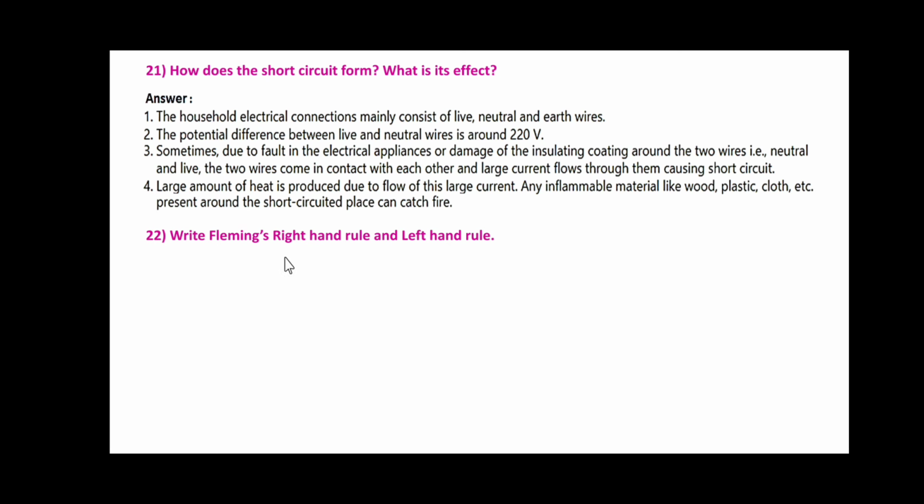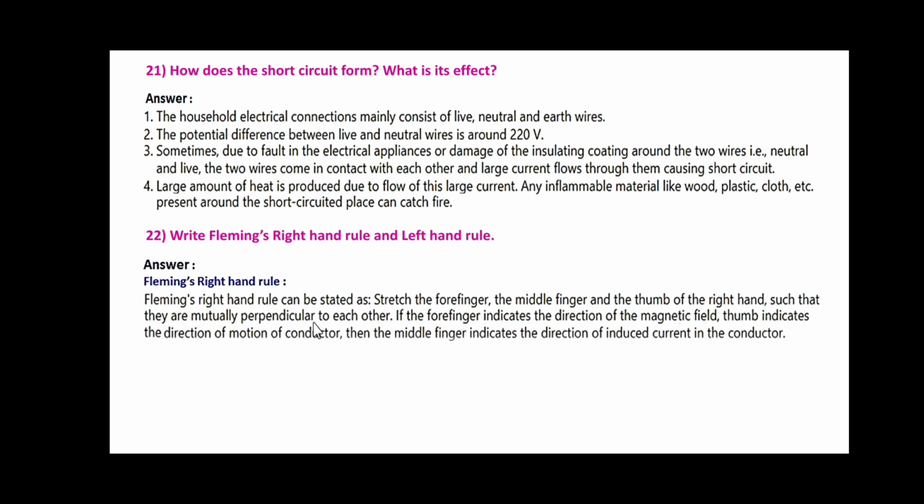Write the Fleming's right hand rule and left hand rule. Number 1. Fleming's right hand rule can be stated as: stretch the forefinger, the middle finger and the thumb of the right hand such that they are mutually perpendicular to each other. If the forefinger indicates the direction of the magnetic field, thumb indicates the direction of the motion of the conductor, then the middle finger indicates the direction of the induced current in the conductor.